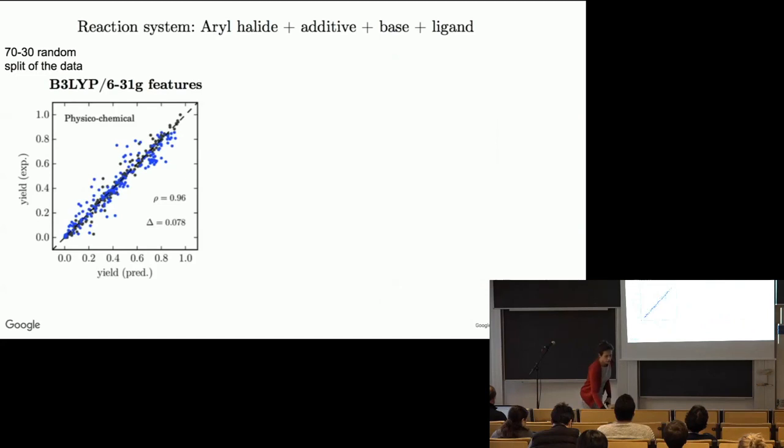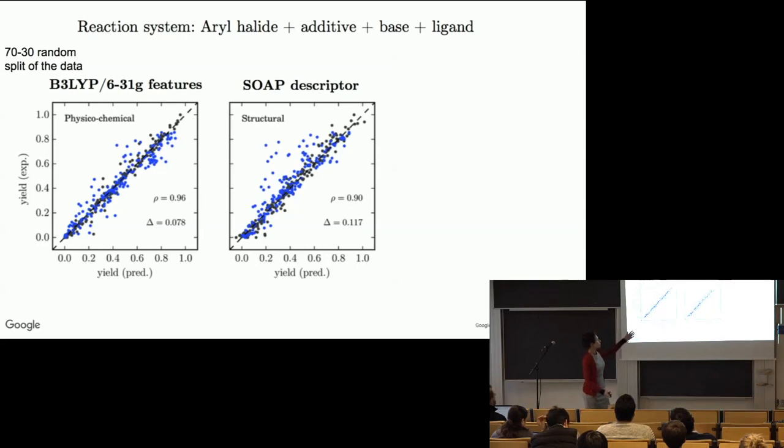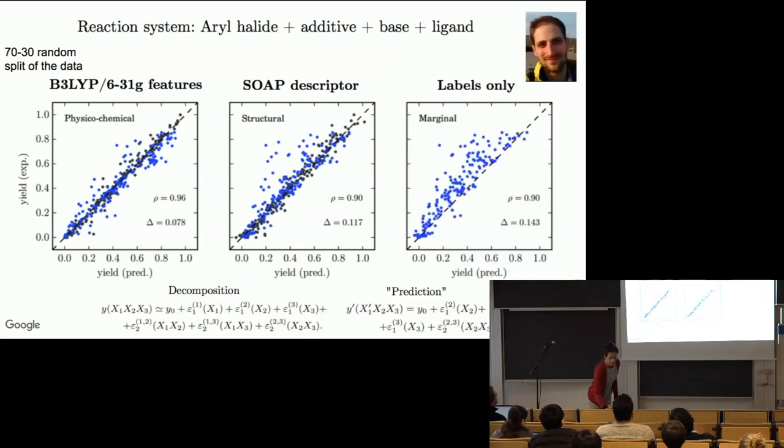And I think that's shown by the fact that if you use these physiochemical descriptors, you get a very nice plot. Here are the black dots of the training data and the blue dots of the test data. But if you use a structural descriptor, you get pretty much the same performance. But it seems that that should know less about what happens. And more to the point, if you just use labels, so you don't tell it anything about chemistry at all, you still get pretty reasonable performance.